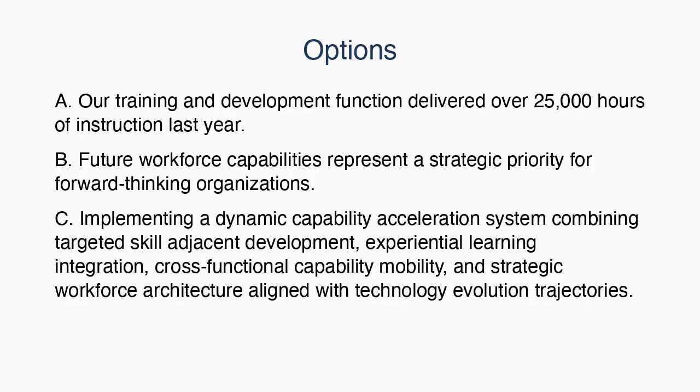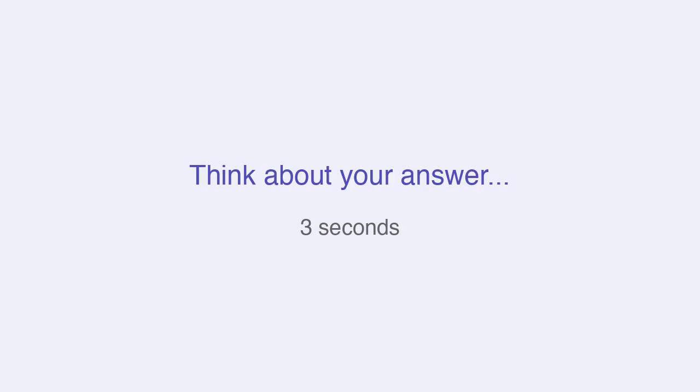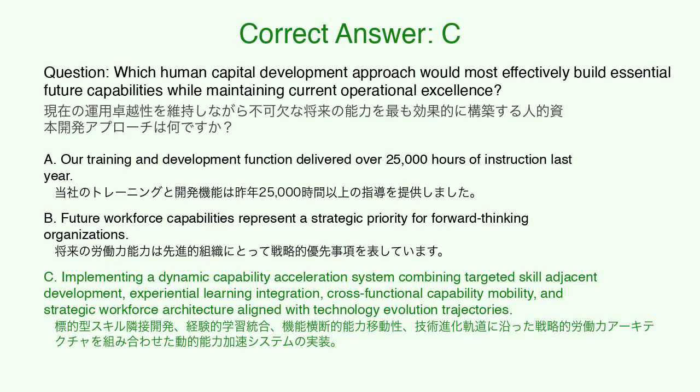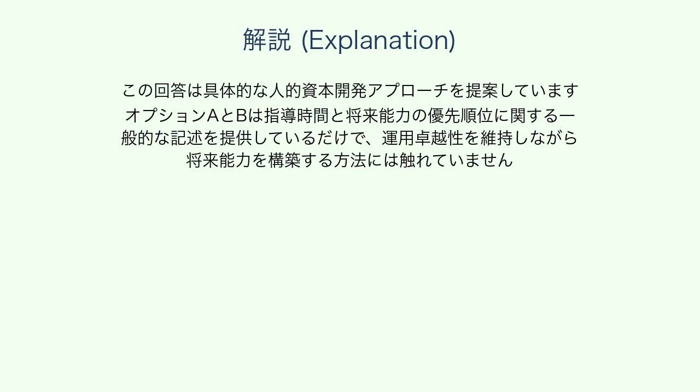C. Implementing a dynamic capability acceleration system combining targeted skill-adjacent development, experiential learning integration, cross-functional capability mobility, and strategic workforce architecture aligned with technology evolution trajectories. You have 3 seconds to think about your answer. The correct answer is C. Let me explain why. Let's move on to the next question.